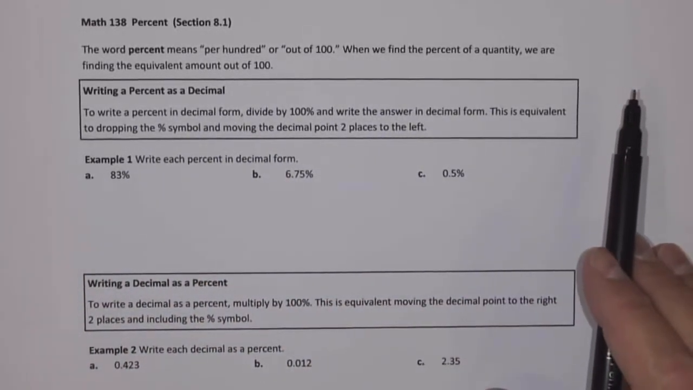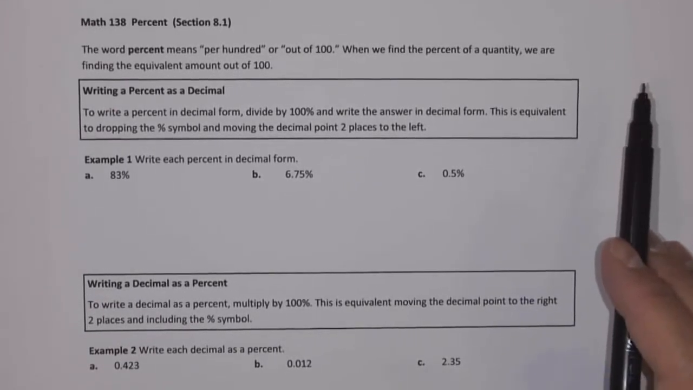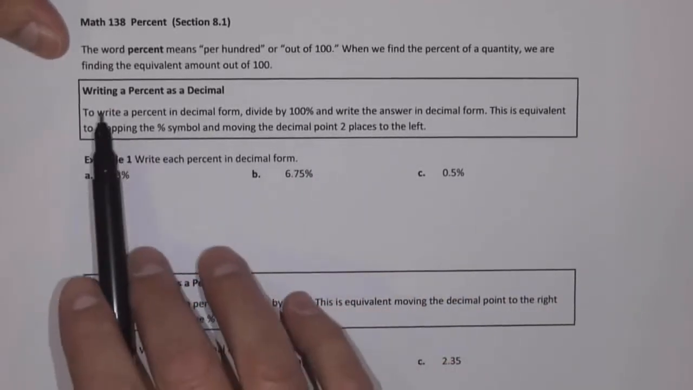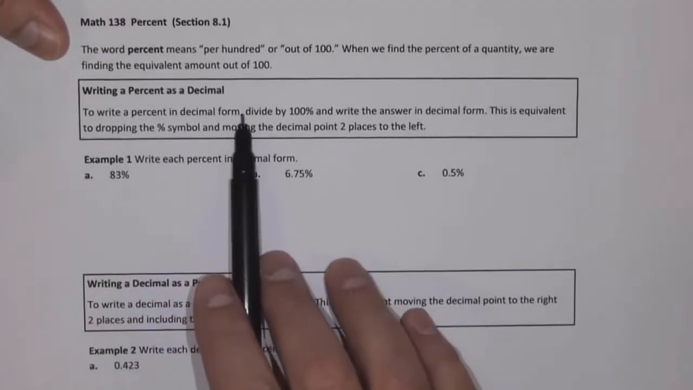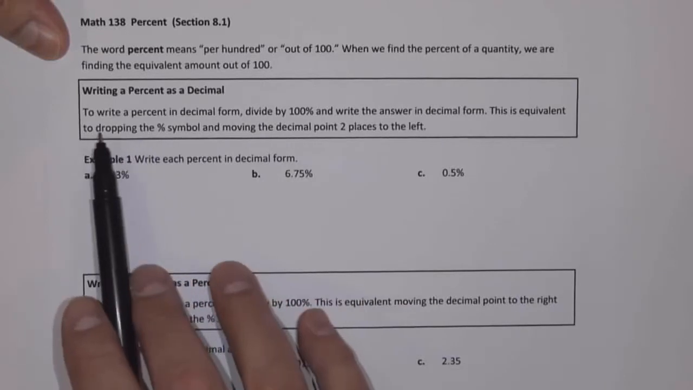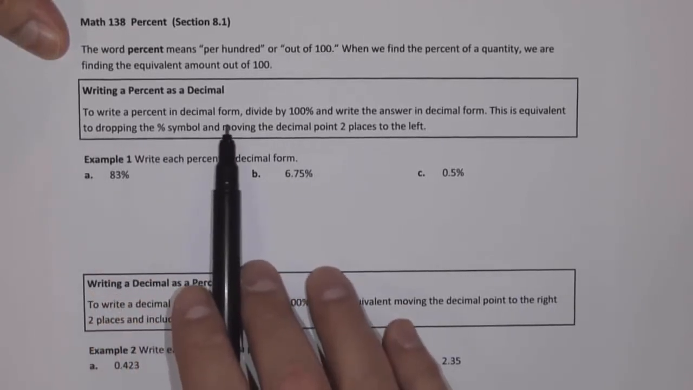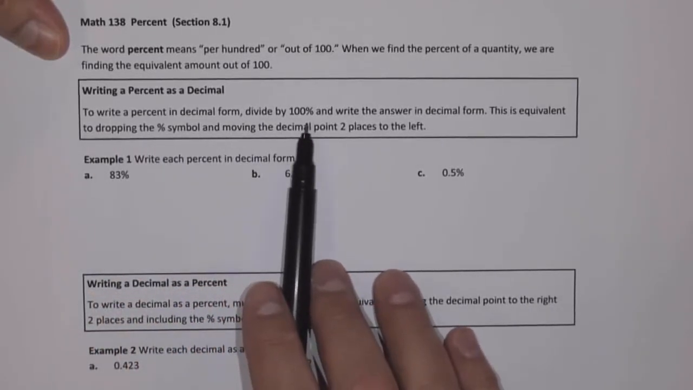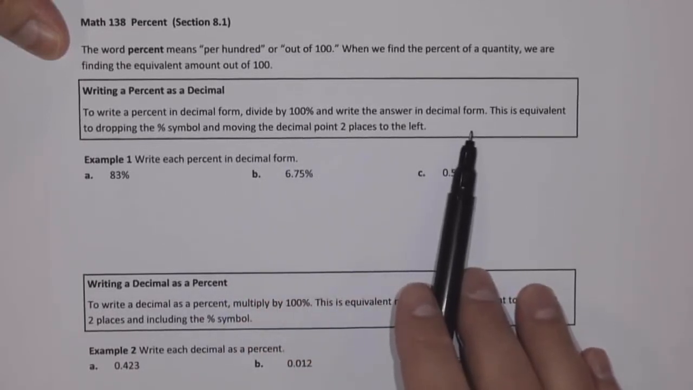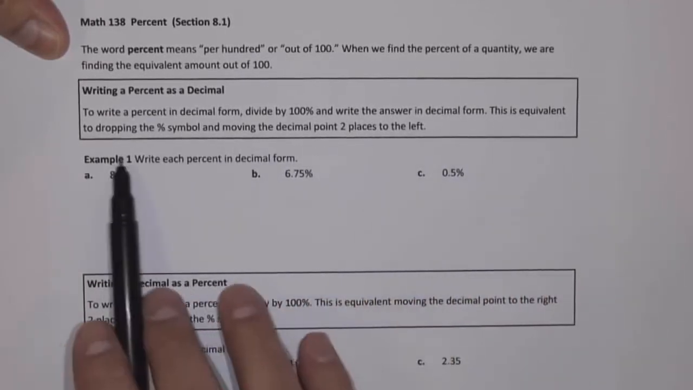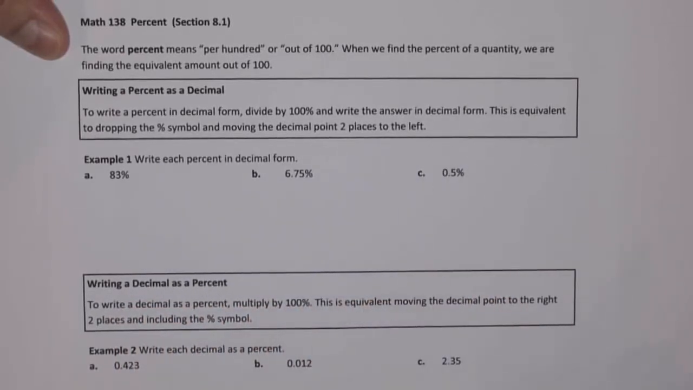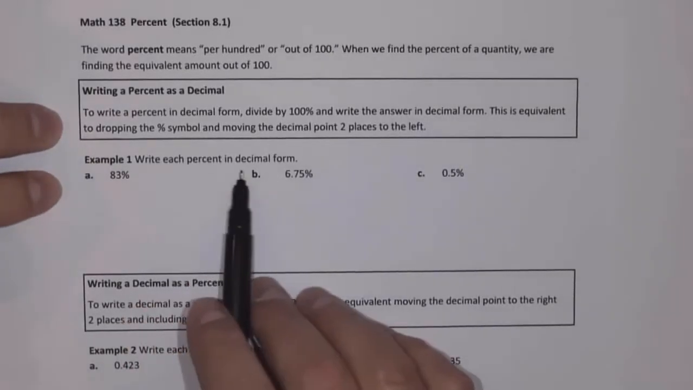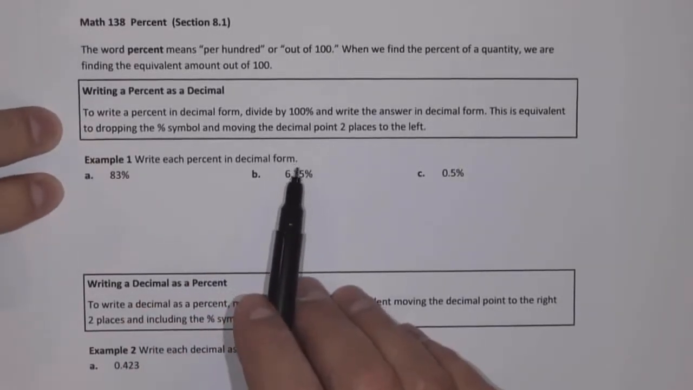So we're going to start by reviewing some of the basics of percents. To begin with, I want to review how to write percents as a decimal. So to write a percent in decimal form, we divide by 100% and write the answer in decimal form. So this is equivalent to dropping the percent symbol and moving the decimal point 2 places to the left. So in example 1, we want to write each percent in decimal form.